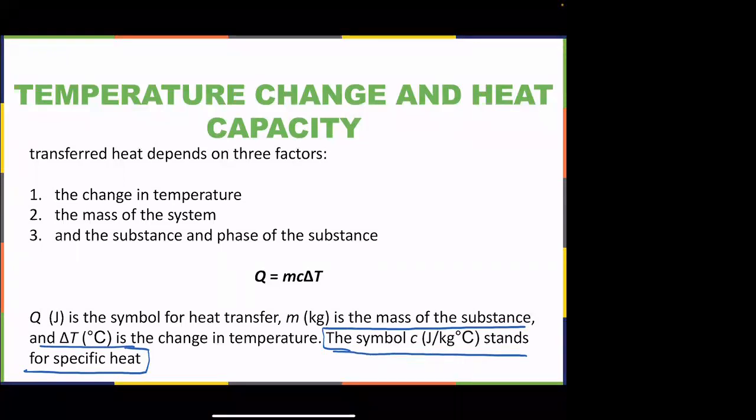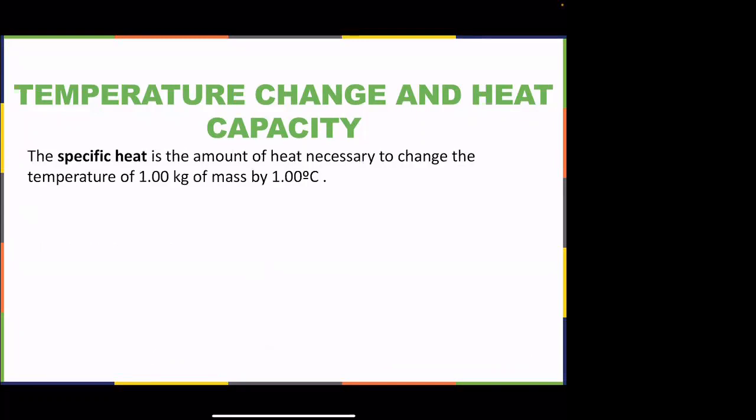So Q equals mc delta T, right? We got to be in kilograms. C is in joules per kilogram Celsius. Oops, excuse me, joules per kilogram Celsius. I wrote that wrong. And the temperature here has to be in Celsius. So make sure you got the right units. Here's the definition of specific heat. The specific heat is the amount of heat necessary to change the temperature of 1 kilogram mass, right? That's 2.2 pounds.